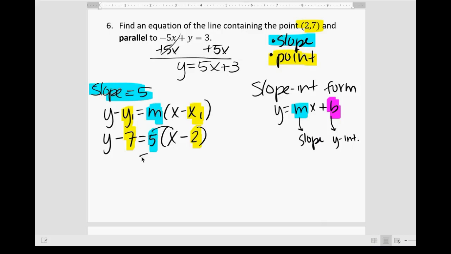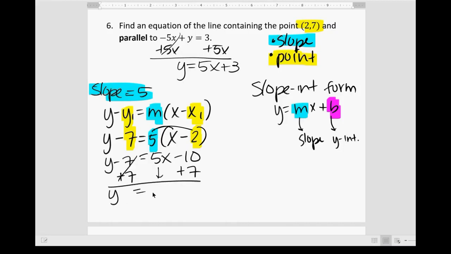I'm going to distribute this 5, so 5 times x is 5x. 5 times negative 2 is negative 10. Y minus 7 equals 5x minus 10, and to put this into slope-intercept form, I want to get the y by itself. So I'm going to add 7 on both sides. So I have y equals, bring down that 5x, and negative 10 plus 7 is negative 3. So my equation is y equals 5x minus 3.